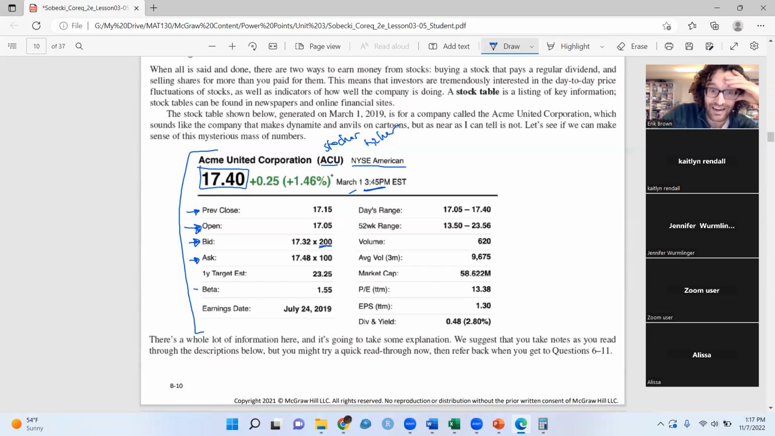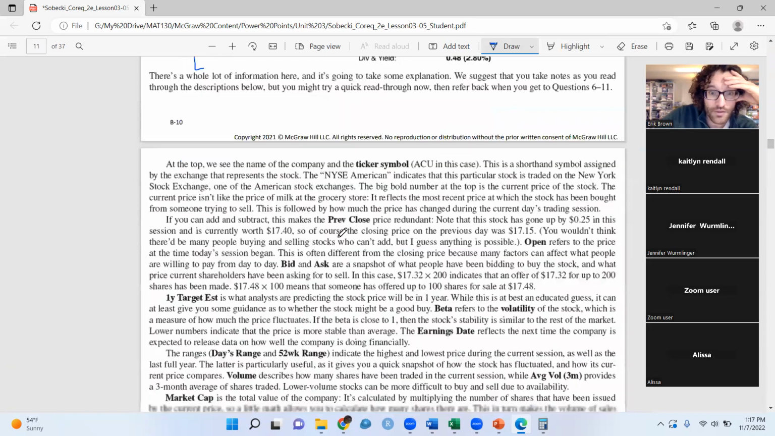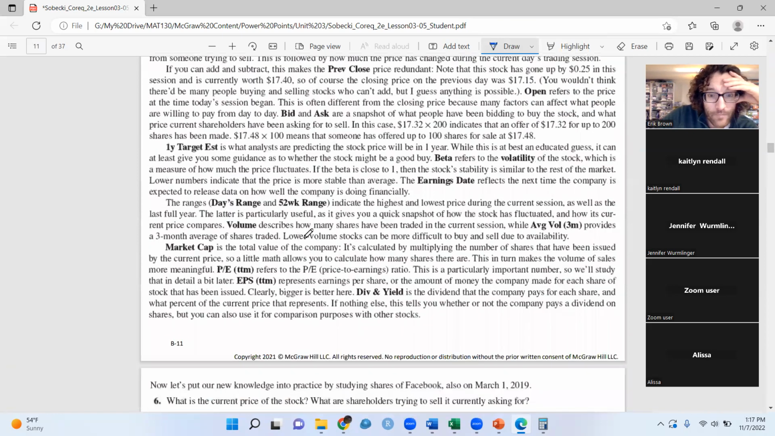Now, this beta is an interesting thing. Our author says that beta refers to the volatility of the stock. That's a measure of how much the price fluctuates, meaning goes up and down, up and down. So you don't want stocks to fluctuate all over the place on a day-to-day basis. That can be scary.